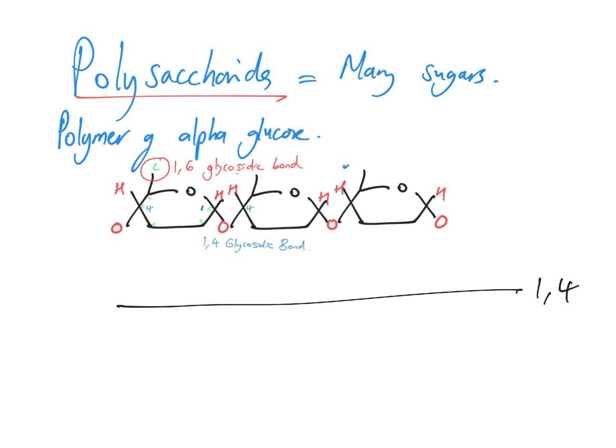If I just have all 1,4 glycosidic bonds, that creates a very good store of glucose. So imagine going to the Amazon storage facility where they have all of the packages stored up in one massive long aisle of one thing.